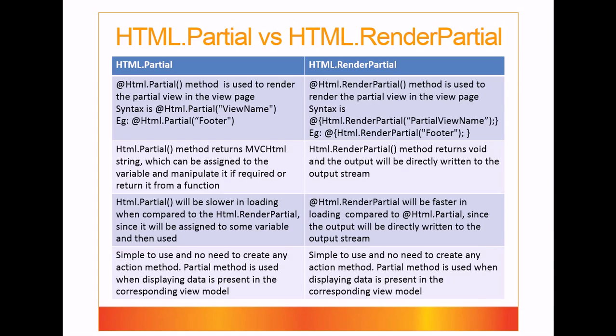So the main thing with Html.Partial is that if you want to perform any manipulations on the partial view, you can do so. Compared to that, with Html.RenderPartial we cannot do any manipulations because the return type is void, and the partial view will be written directly to the output stream. So this is the difference which you can see.